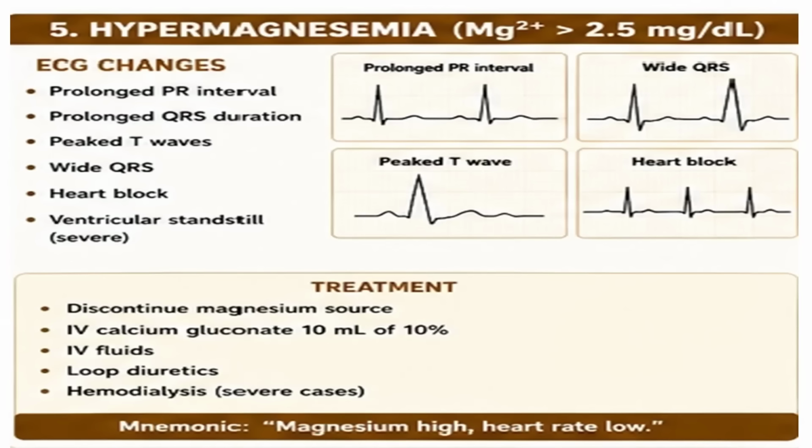Management begins with discontinuing magnesium-containing medications. Intravenous calcium gluconate acts as an antidote. Hydration and loop diuretics enhance magnesium excretion, while dialysis is reserved for severe cases or renal failure.